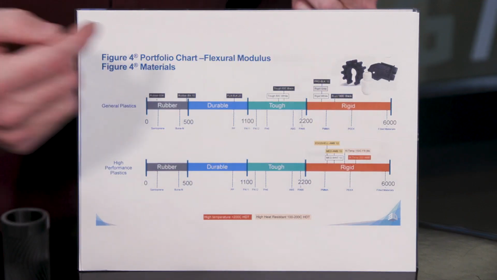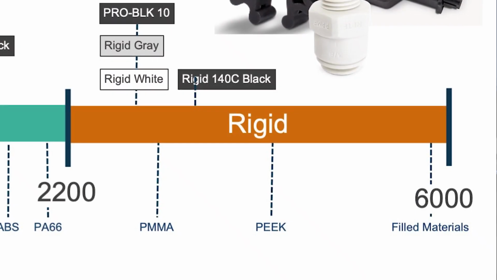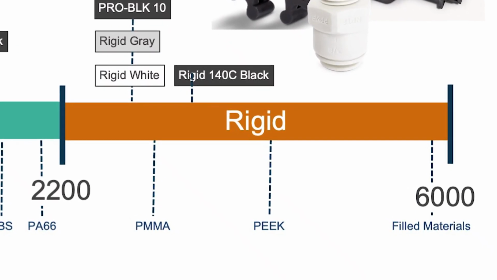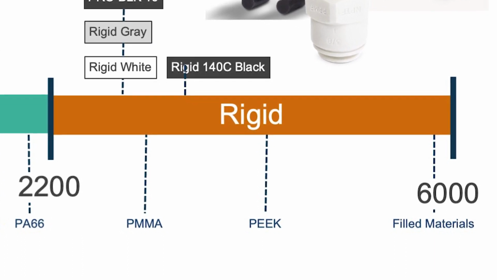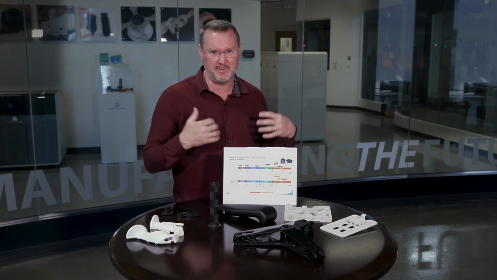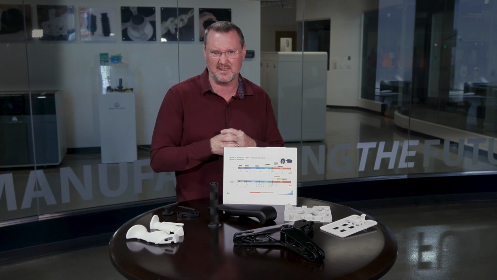You've got rigid materials. Those are materials that are greater than 2200 megapascal flex modulus. These materials tend to have higher HDTs. They tend to have lower elongation at breaks. So a lot of time you'll see these used as cover parts or things like that.